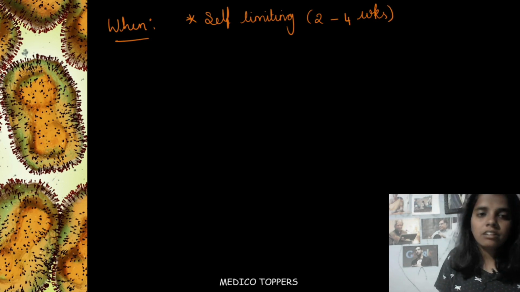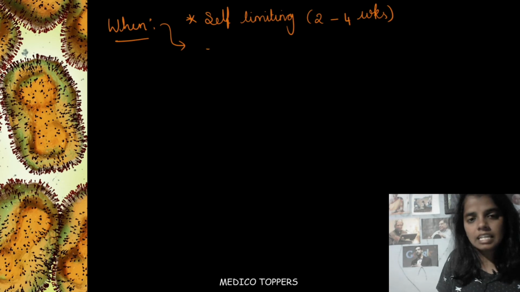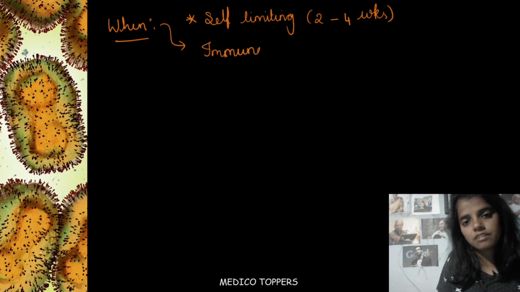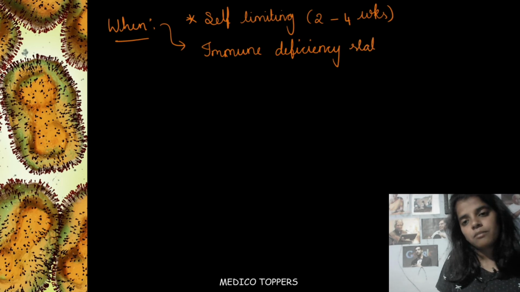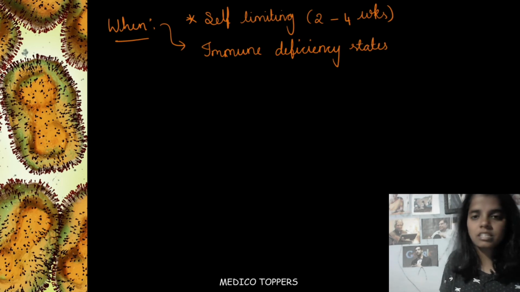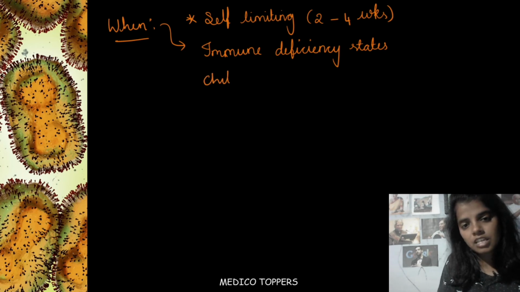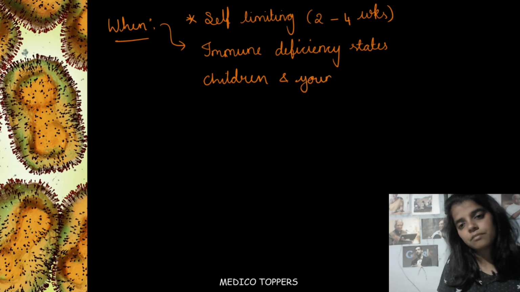And here the major risk of complication is seen in people who have immune deficiency states, as we had seen in COVID infections also. People with immune deficiency states were at high risk, and here also it is the same thing. And here we can see children and young persons getting more affected.